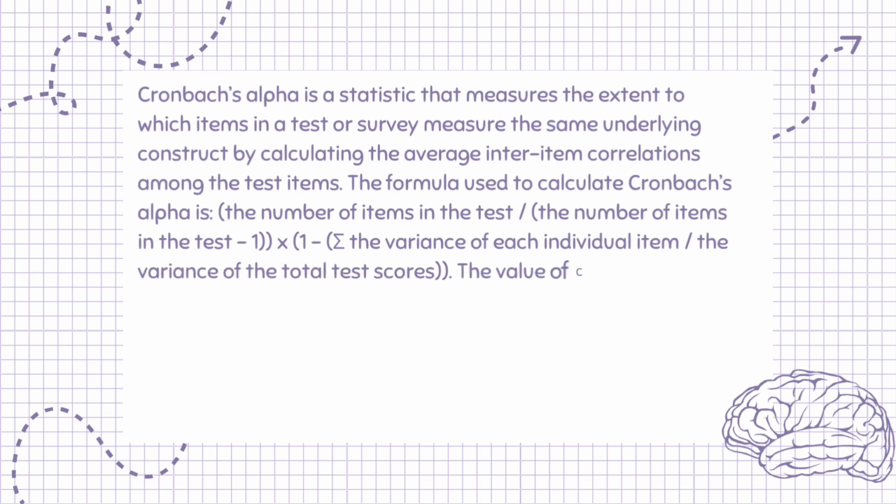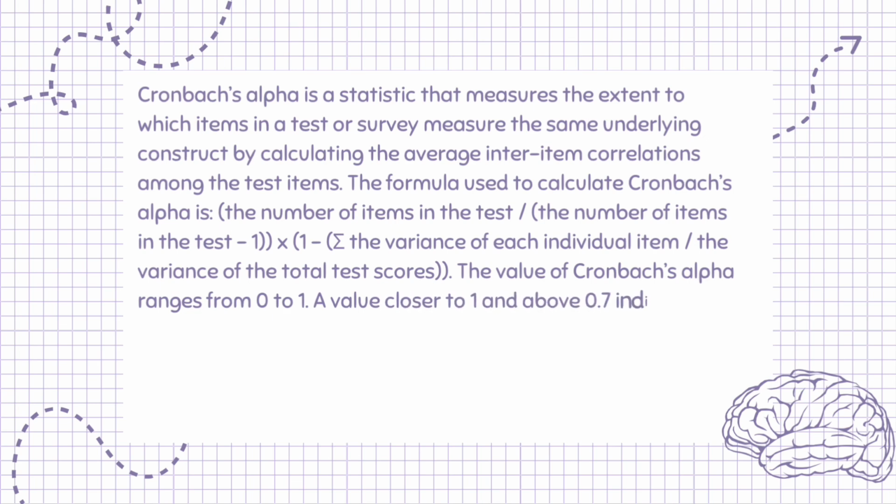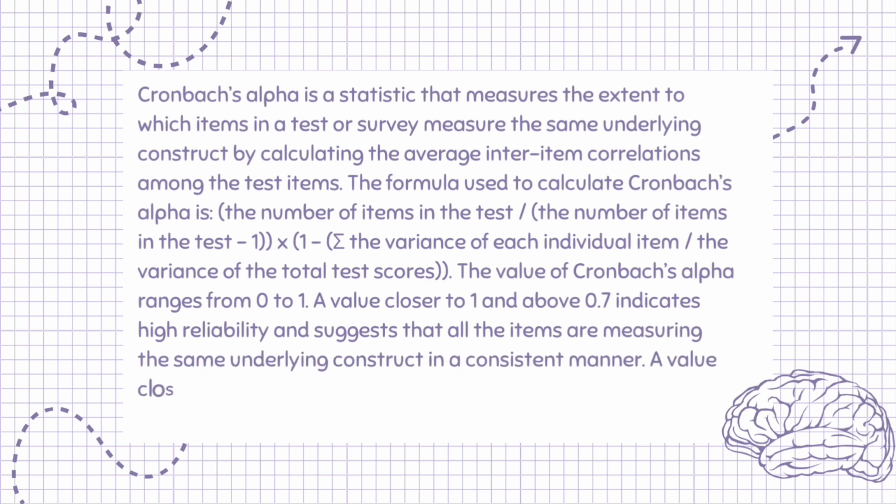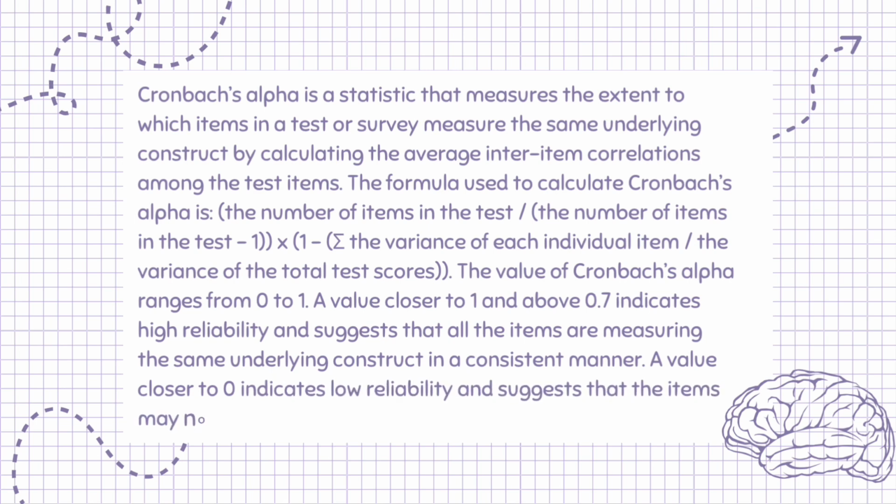The value of Cronbach's alpha ranges from 0 to 1. A value closer to 1 and above 0.7 indicates high reliability and suggests that all the items are measuring the same underlying construct in a consistent manner. A value closer to 0 indicates low reliability and suggests that the items may not be measuring the same thing.